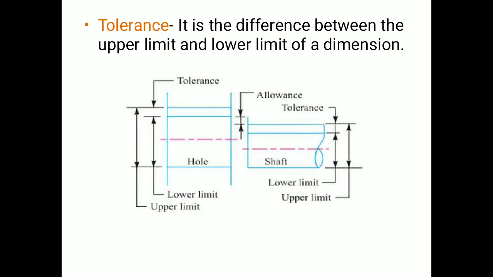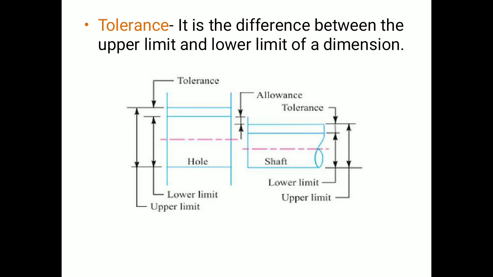Next term is tolerance. Tolerance is the difference between the upper limit and the lower limit of a dimension. It means what? We always define two sizes, that is the upper limit and the lower limit, between which the actual dimension of the manufactured part should lie. So the difference between these two sizes, that is the upper size or the upper limit and the lower size or the lower limit, is called the tolerance.